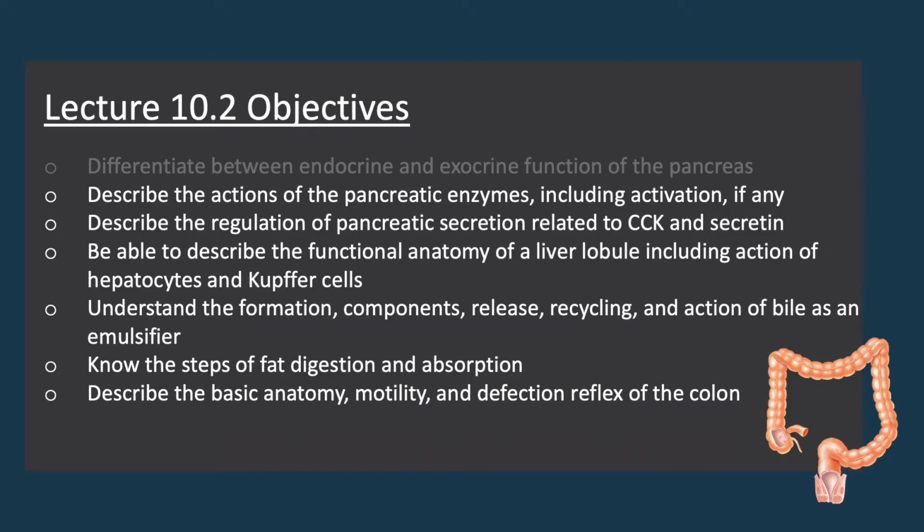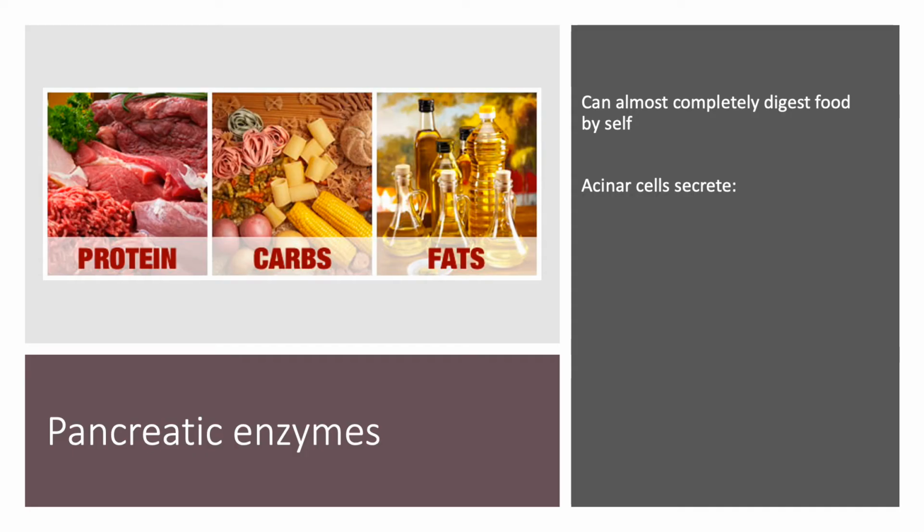We'll now look at the different pancreatic enzymes, and we'll also look at whether they are initially active or they need some type of activation to function. One of the astonishing things about the pancreatic enzymes is that they can almost entirely digest material within the lumen all by themselves via the secretions of the acinar cells.